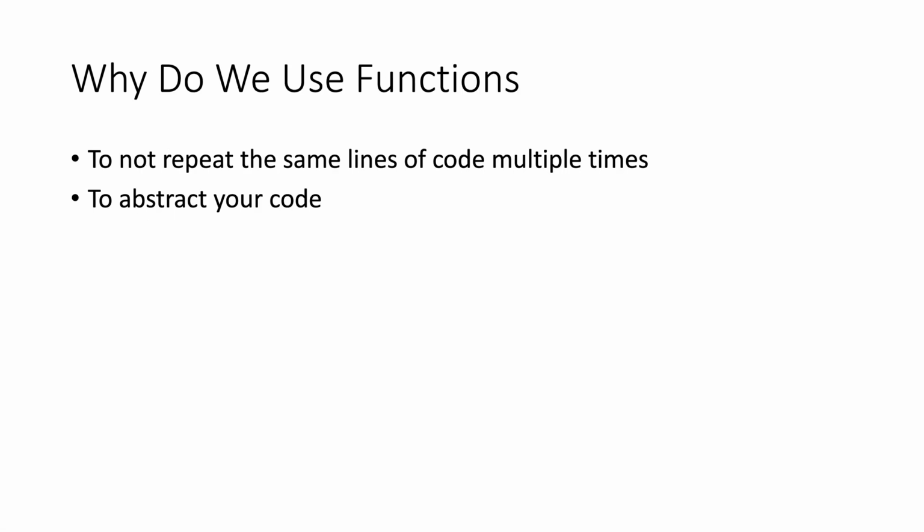So why do we use functions? Well, one reason is to not repeat the same code too many times, but we can just use a function instead. And another reason is to abstract our code, meaning that we can make it so users know what the function does, but they don't have to worry about all the lines of code that make up the function.